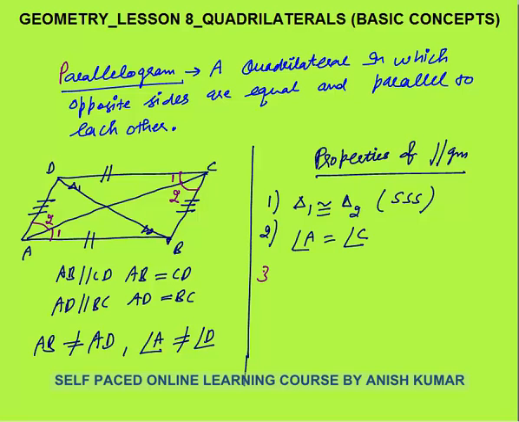This is the second property. The third property is that diagonals bisect each other. Diagonals bisect. It means that this point is O. So this length OA will be X. OC will also be X. It means that your diagonal is bisected into two same parts, X and X. If this length is Y unit, this length is also Y unit.